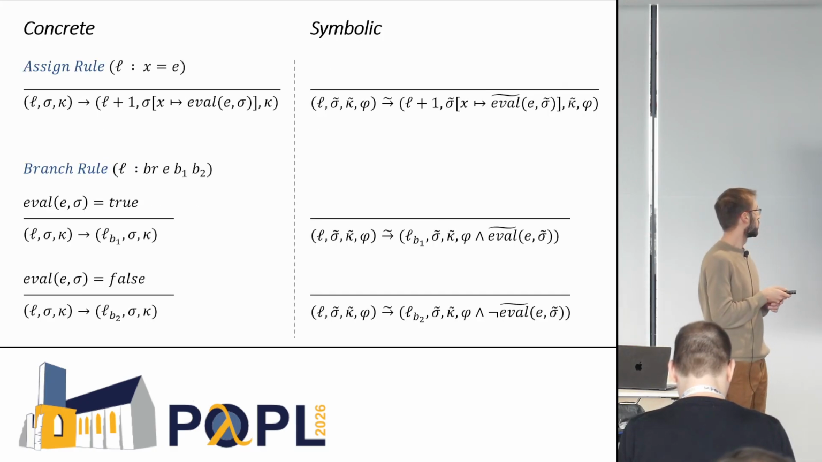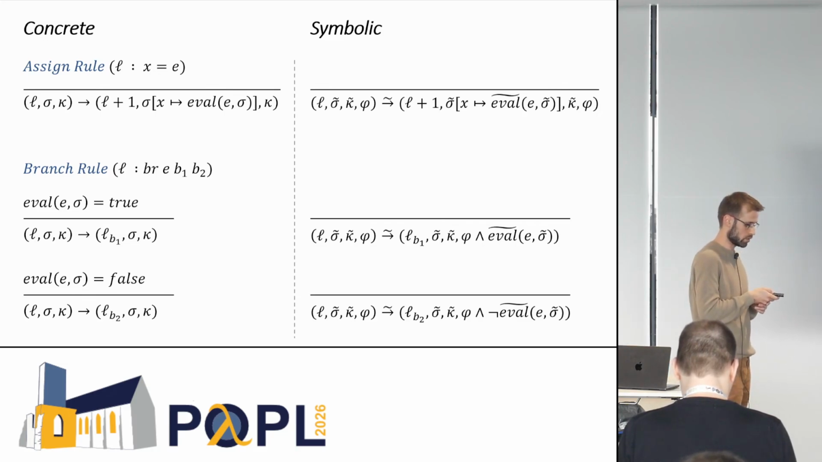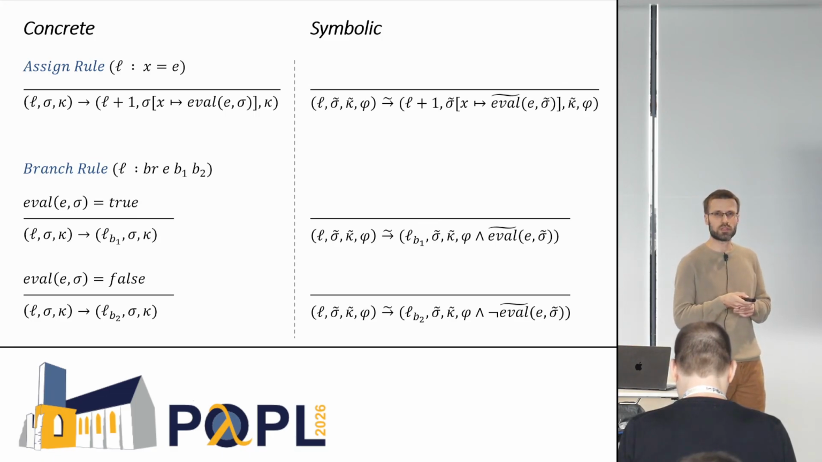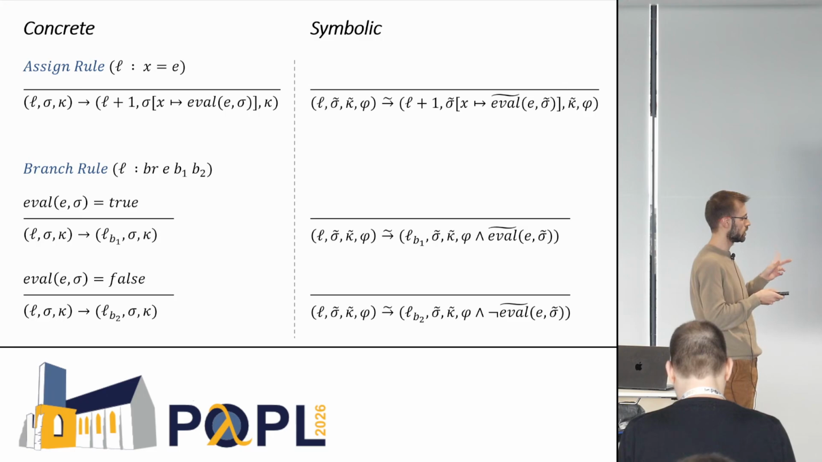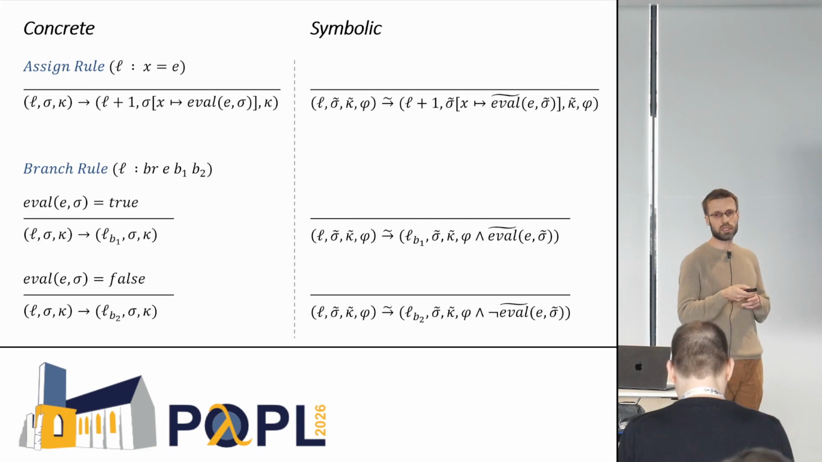Here you can see several examples of rules for the semantics in both domains. Above you can see the rule for the assign instruction, which is quite similar in both cases. In the branch rule, when we deal with concrete semantics, we can derive only one state, depending on the evaluation of the branch condition E. And in the symbolic semantics, we always derive two states, and in each state we update the path constraints with the appropriate condition.